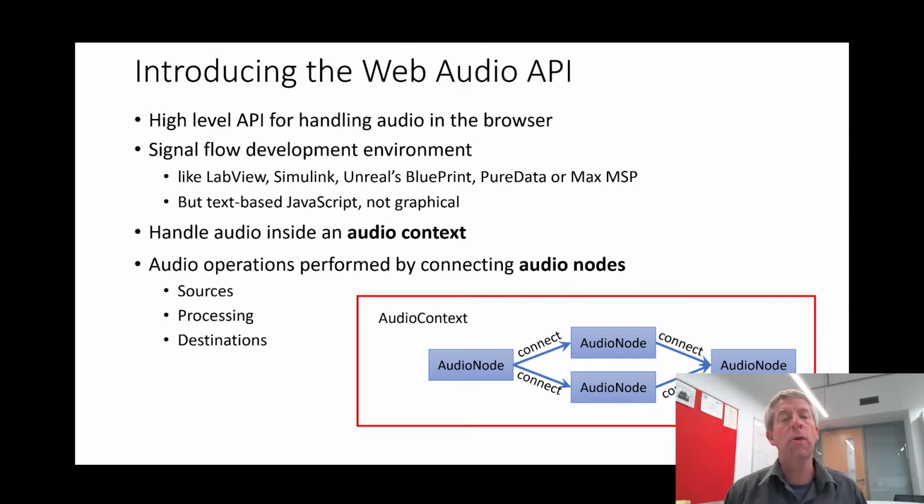In the Web Audio API, audio is handled inside of what's known as an audio context. And that's a graph showing how all the different nodes are connected. Audio operations are performed by connecting those audio nodes as shown here. And the nodes themselves come in three flavors. There are the sources of sound, the processing and manipulation that is done on the sound, and the destinations, rendering the sound to a computer's output loudspeakers or anywhere else.